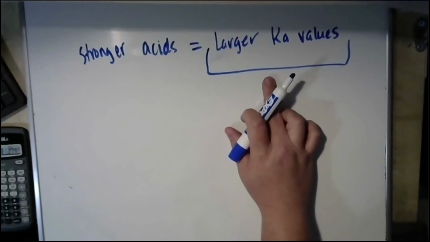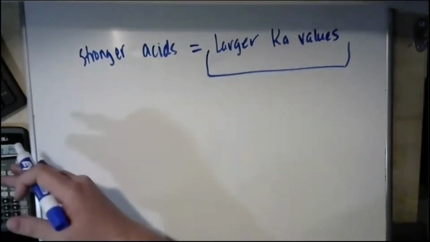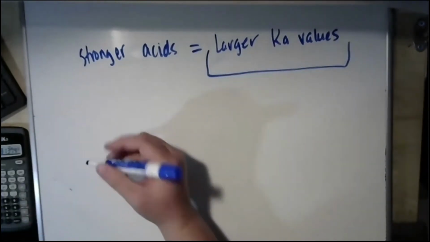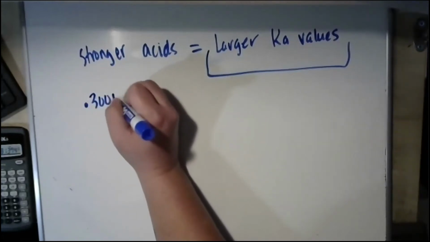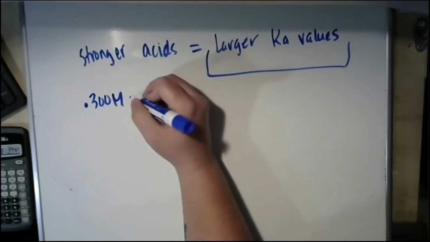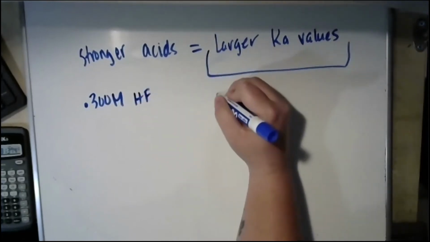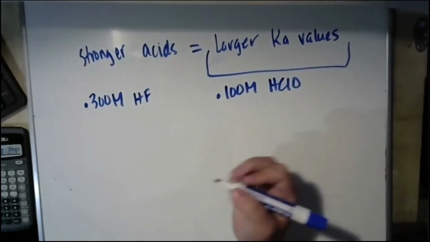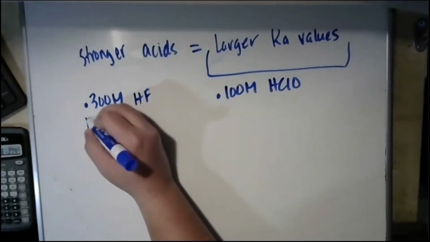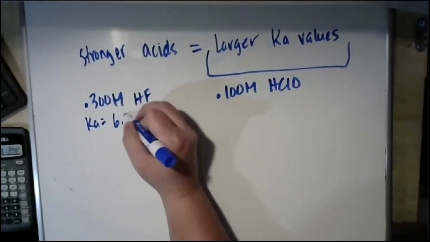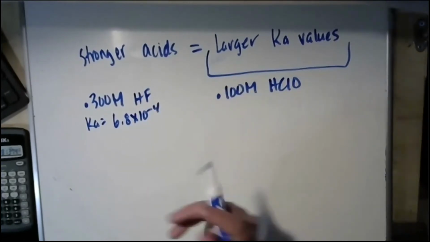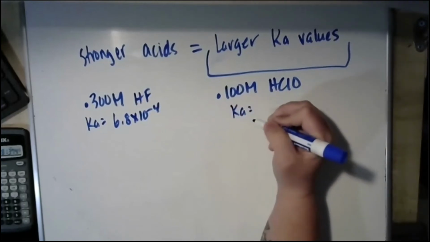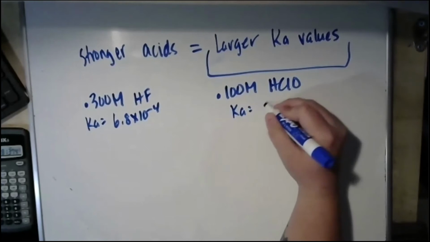The acid with the larger Ka value is going to kind of overpower any of the other weaker acids that are in the solution. So in this question, they're giving us two acids: 0.3 molar HF and 0.1 molar HClO. Our HF has a Ka of 6.8 times 10 to the negative 4, and our HClO has a Ka of 2.9 times 10 to the negative 8.